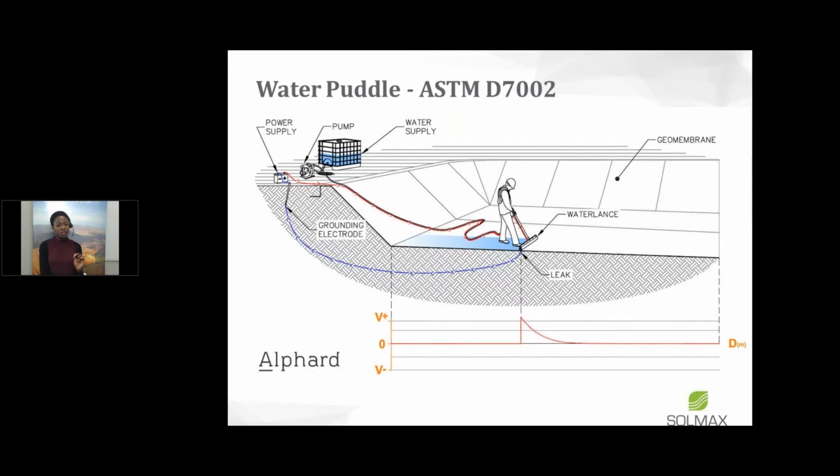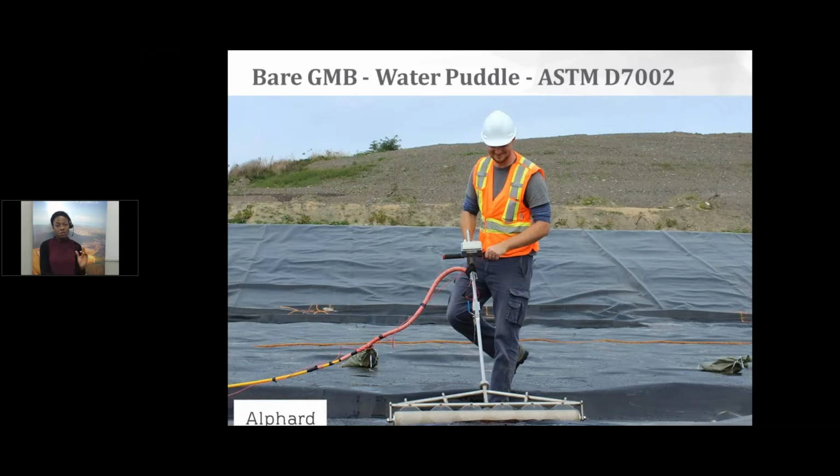And here is a picture of a technician performing a water puddle test. You can see the water coming out from the water lance device, sprays the surface as the surveyor progresses and surveys the whole area. And once a signal is detected, they can narrow down on that signal and find out where that leak is and have it repaired.